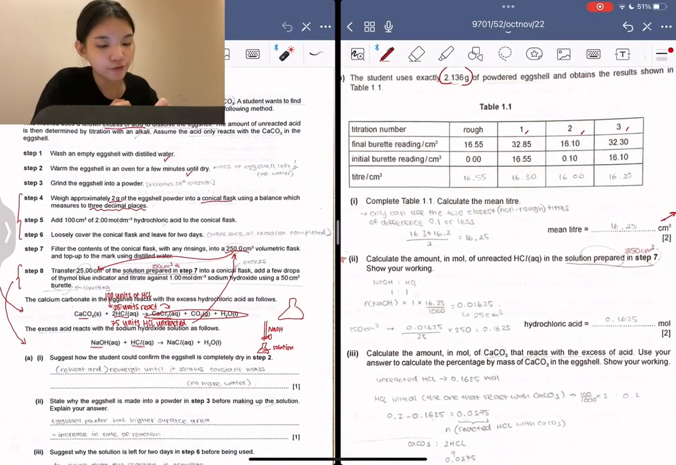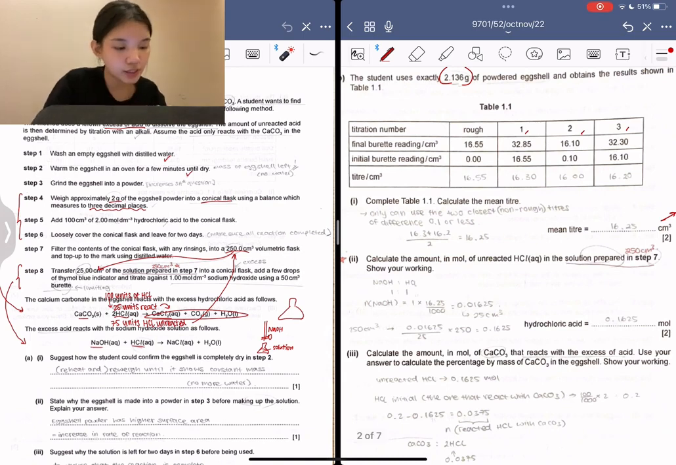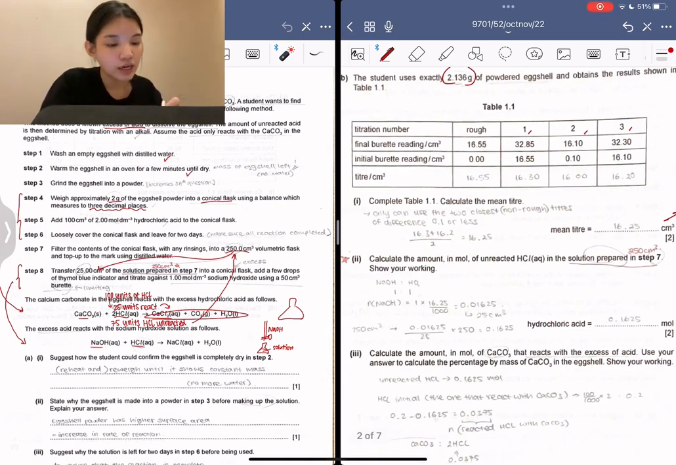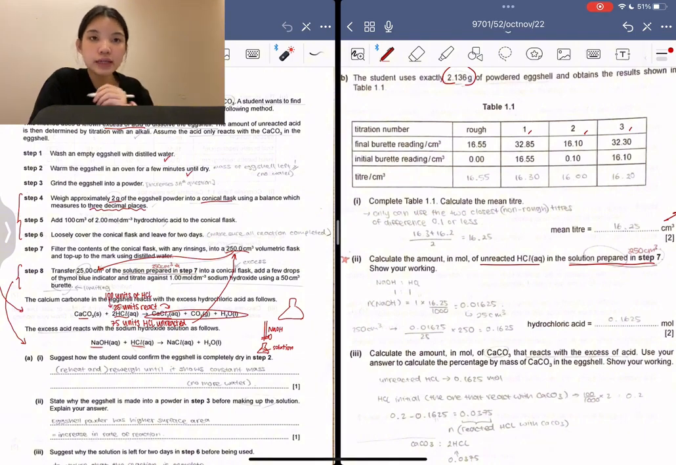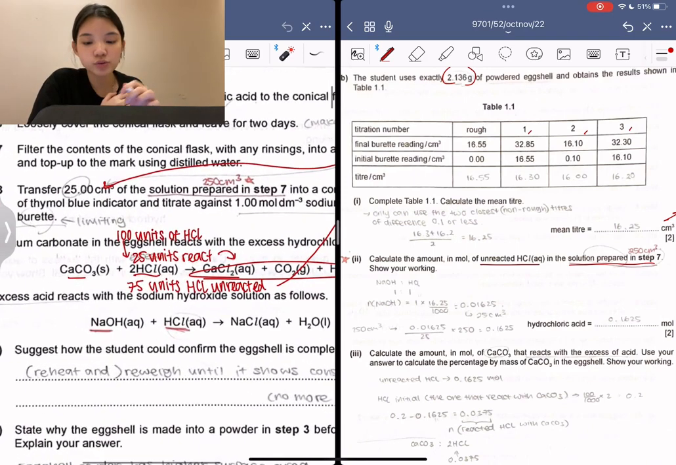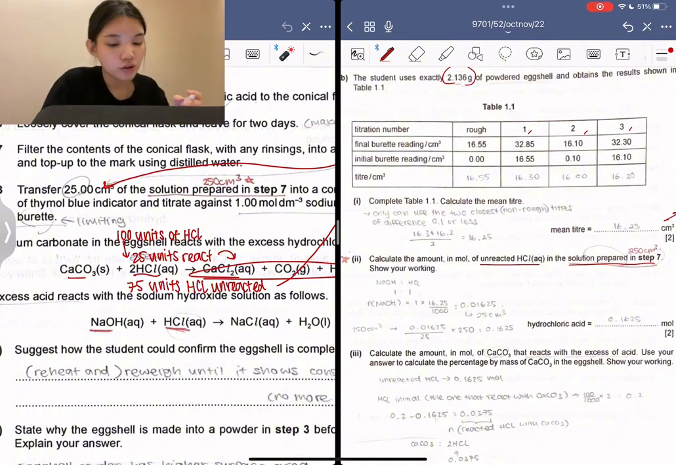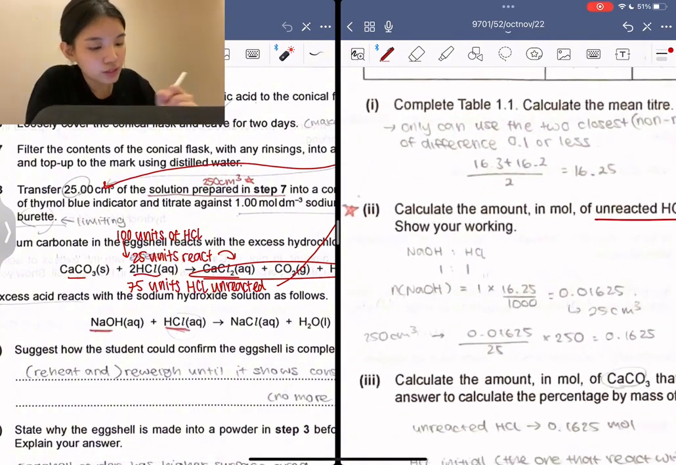Okay, next question, for II. This is a rather tricky one. Calculate the amount in mole of unreacted HCl in the solution prepared in step 7. So we know that the unreacted HCl actually reacts with NaOH in the titration reaction. So first, we need to get the mole of the unreacted HCl that reacts with the NaOH. The formula for mole is n equals c times V.